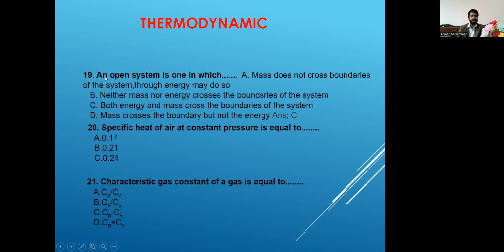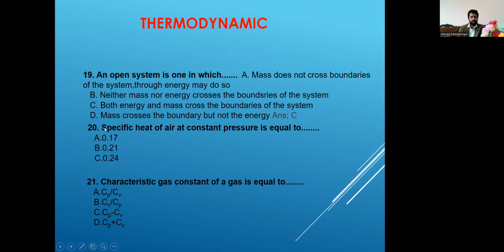For question 19, option A, an open system is one in which mass does not cross the boundary of a system though energy may do so. Option B is neither mass nor energy can cross the boundary of a system. Option C, both energy and mass can cross the boundary of a system. And option D, mass crosses the boundary but not the energy. So the right option is C, both energy and mass can cross the boundary, which is called an open system, where both energy and mass can transfer from system to surrounding.